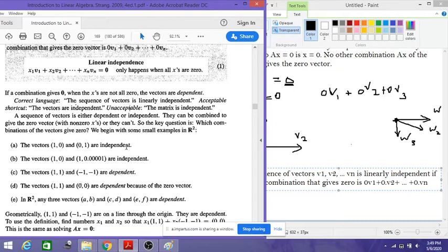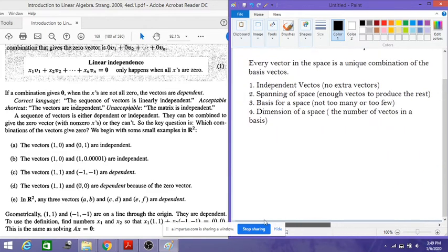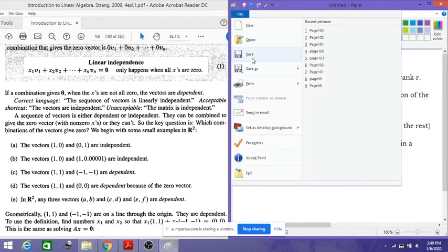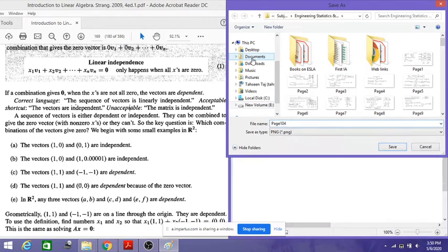So we will see the special case for a 2-dimensional case. We will see some particular kinds of vectors which can be independent and dependent, and that will give you the solution which is equal to the right hand side, that is 0, meaning it will give us the 0 vector. So for that, let me go to the next page. Let me save this page here. So page 104.